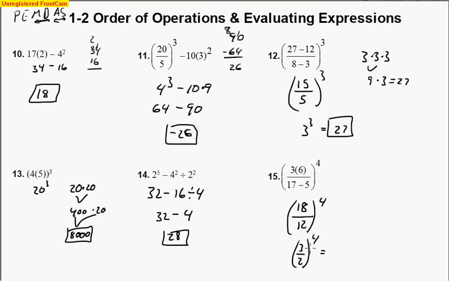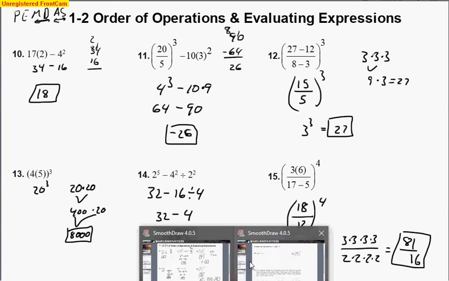So when I do this, I'm doing 3 times 3 times 3 times 3. That goes on top of the fraction. Down below, I do 2 times 2 times 2 times 2. So when I multiply those 3's, I get 81. Multiplying the 2's gives me 16. And that would be my answer.